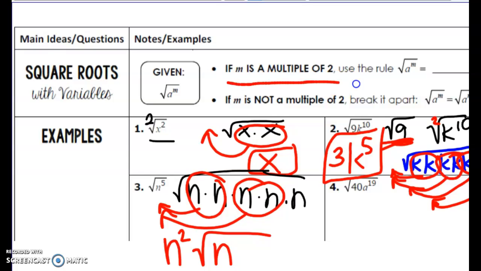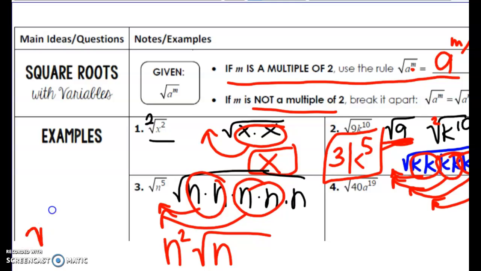Now, you see up here, it says if m, whatever that is right here, is a multiple of 2, you just cut that m in half. But here, look at this. It's not a multiple of 2, so you figure out how many pairs you can get. So you know that there's going to be 1 extra, and then 1 less than this. So I have n to the 4th.